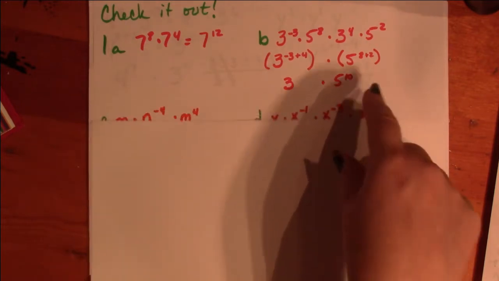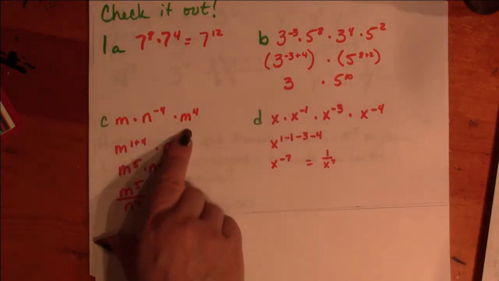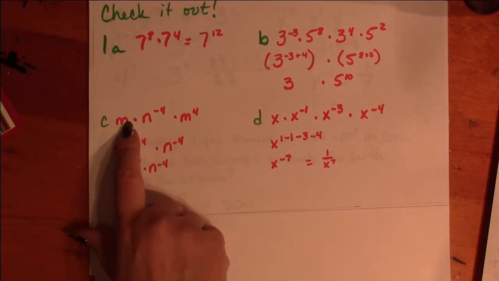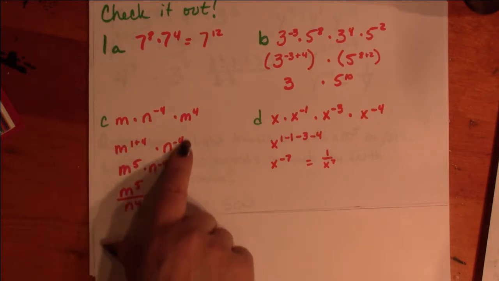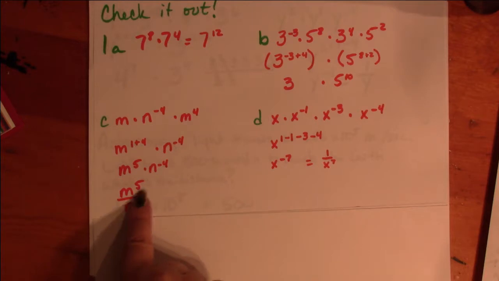C, we're going to group our m's together, so this is an m to the 1, so this is m to the 1 plus 4, which is m to the 5th, and we bring down our n to the negative 4. So we're going to put our m to the 5th on top and our n to the negative 4 on the bottom, and this is going to be our final answer.